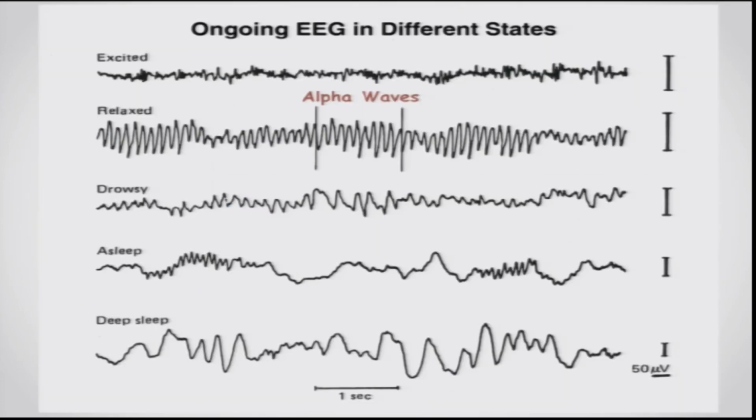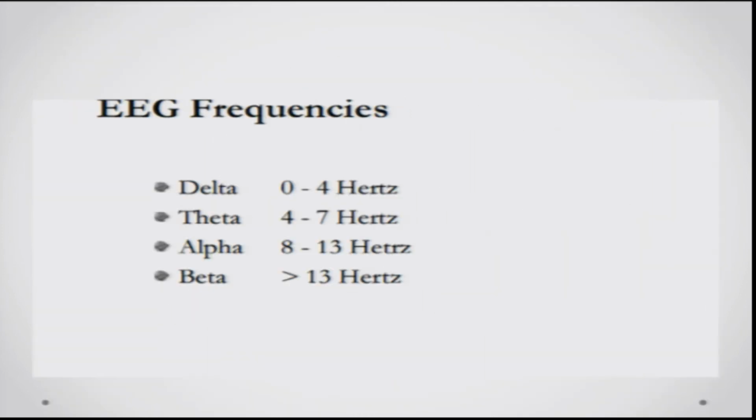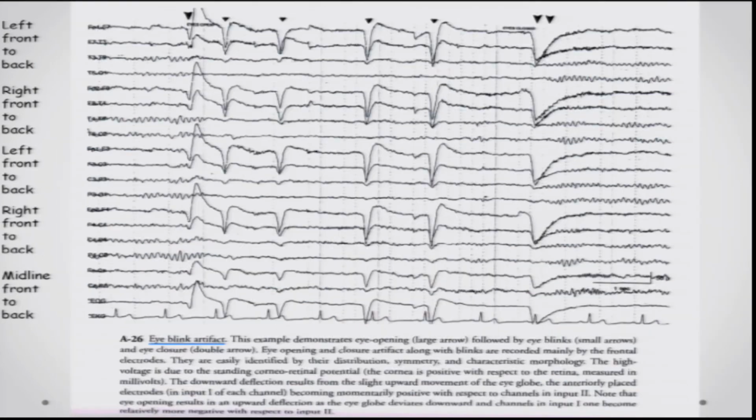Sleep I have not talked about, but sleep is another state of mind where it does not switch off, it goes into a different arena of activity. So, deep sleep is a slow rhythmic activity, and delta in the awake state is abnormal. So, EEG, this is like left front to back, right front to back, left front to back. This is a normal EEG of an adult.